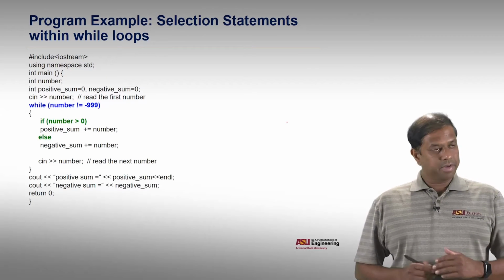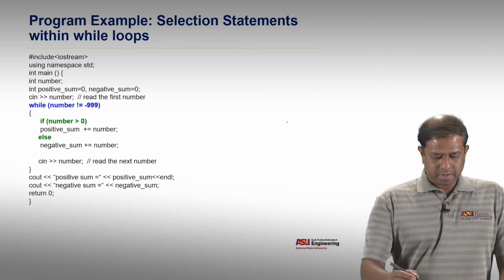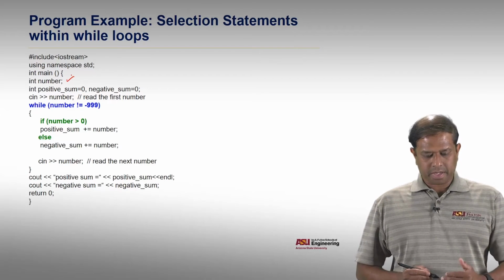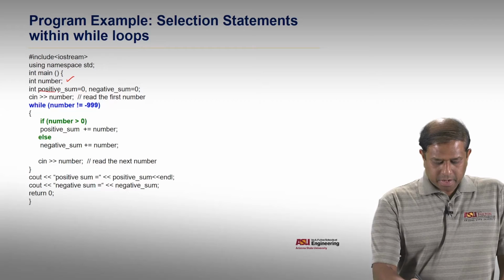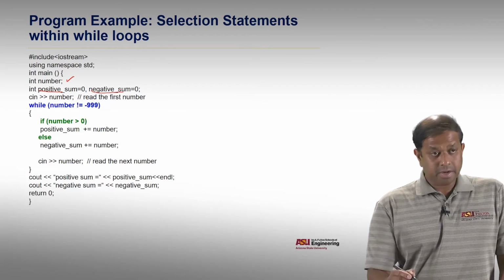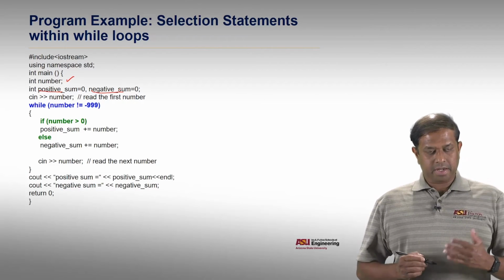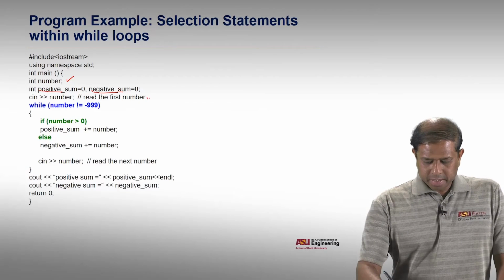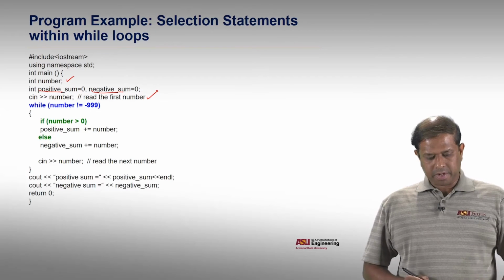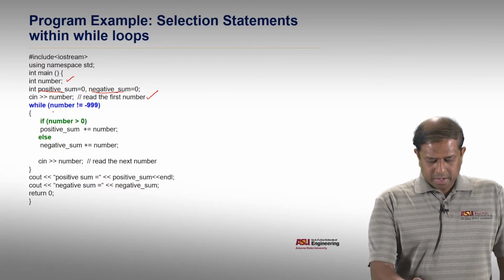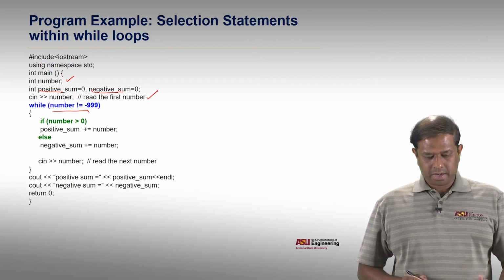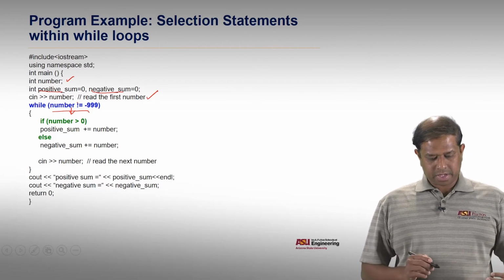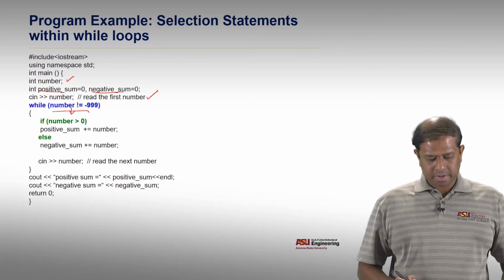And in here, we need to define a few things. So first we need to define a number that allows us to read data from the keyboard, and then we need to have the positive number summation and the negative number summation. So we declare those two variables and then initialize them to 0, and then we are reading the first number here before the loop, and then while number is not equal to -999, we go ahead and execute the logical condition to check whether it's a positive number or a negative number.